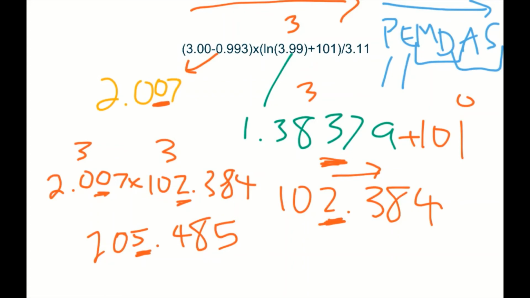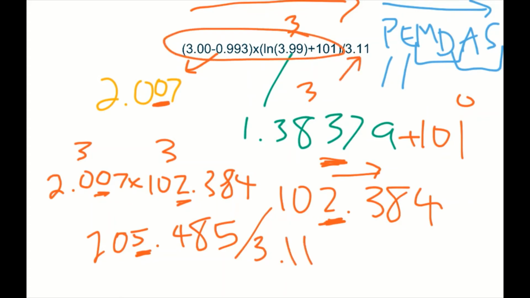So our last step is just to divide by 3.11. Since we've already simplified all of this, all we need to do is that. If we divide this by 3.11, we get about 66.1. Now you might have realized that I stopped adding extra digits, and the reason is that we've reached our final answer. So we can just square that and we are done.